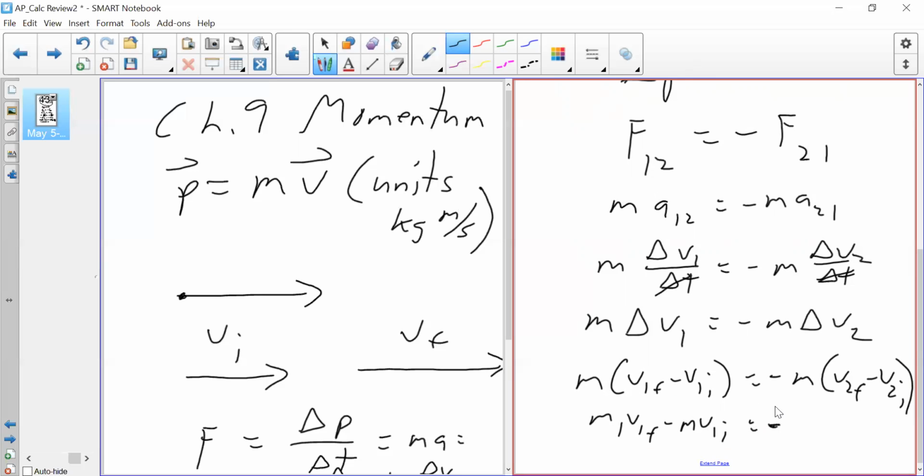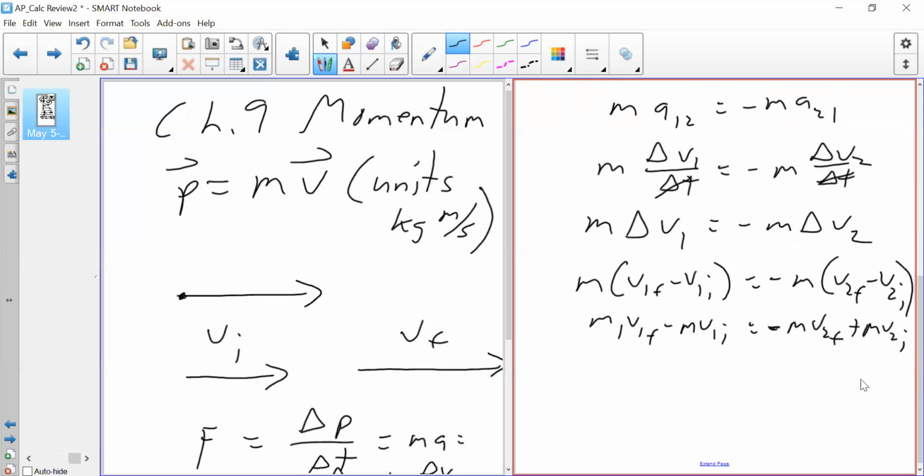And then we have negative m2 v2 final plus m2 v2 initial. So like we did with the energy terms, with the initial terms of momentum on one side and then the final terms on the other. m1 v1 final plus m2 v2 final equals m1 v1 initial plus m2 v2 initial.